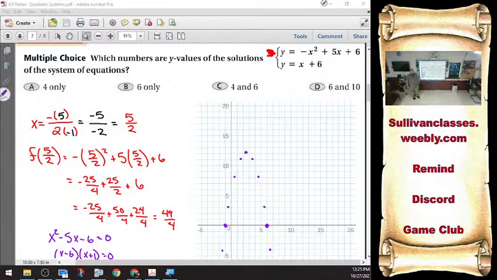What if I plugged a 0 in for x? What would happen? Plug a 0 in for x, and you get a y-intercept of 6. So I can put a dot there too.